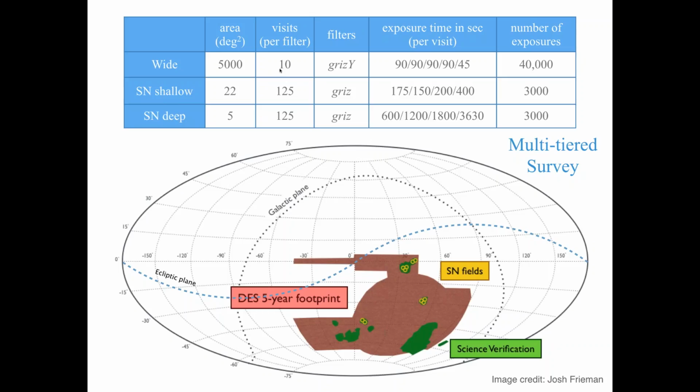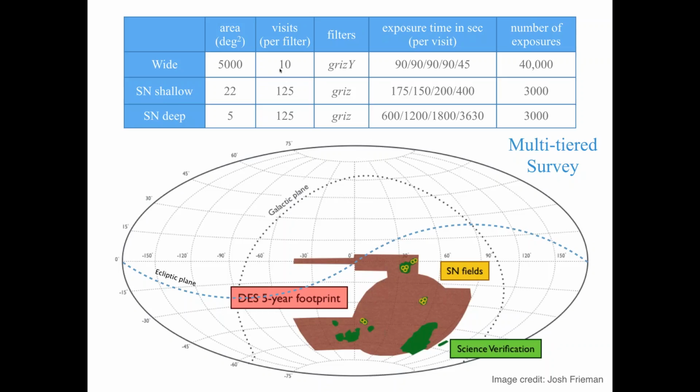So 5,000 square degrees. In each of the 5 filters, we take 5 exposures, 5 visits. So any given spot on the sky within the footprint is observed 50 times in one of the 5 filters. Currently we have about 40,000 exposures that we've taken in that 5,000 square degrees. We have multiple exposures of the entire footprint by now, but not to the full depth. So that's the wide survey.